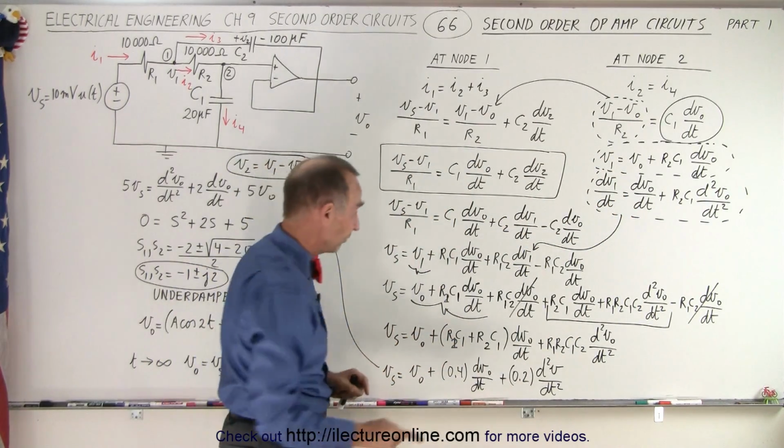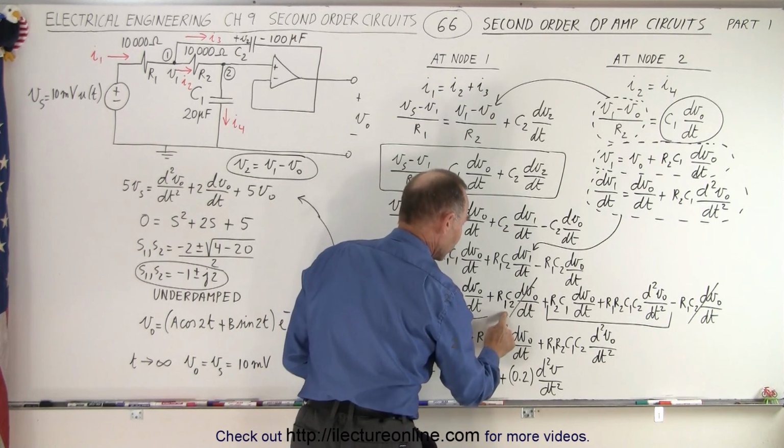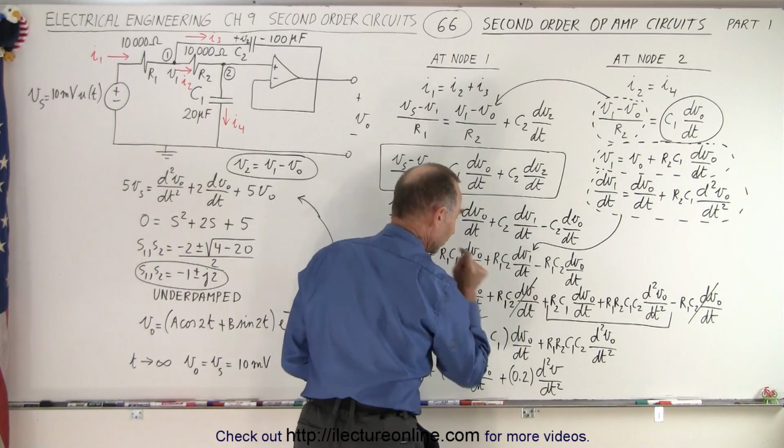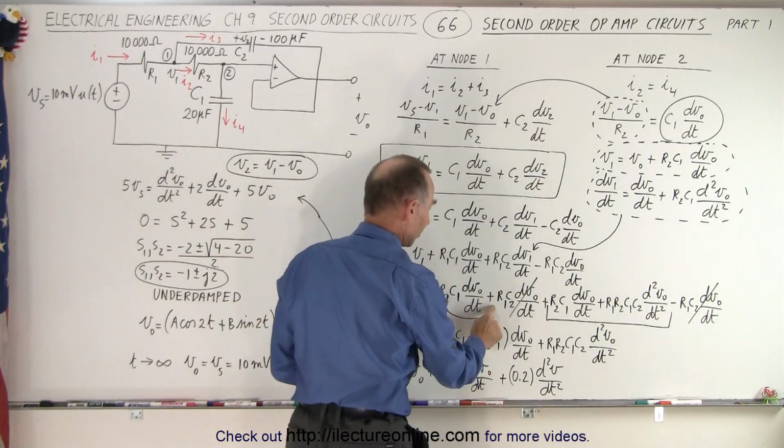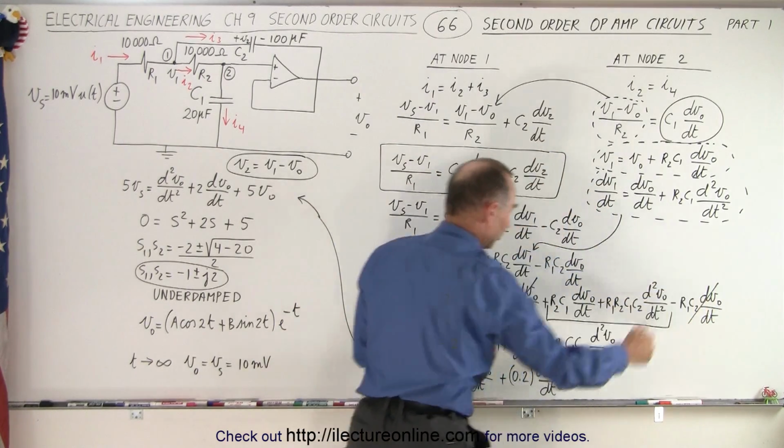And then if you notice carefully, notice that R1 C2 times the derivative of the output voltage is equal to R1 C2 times the derivative of the output voltage, except this is positive and this is negative, so both terms cancel.